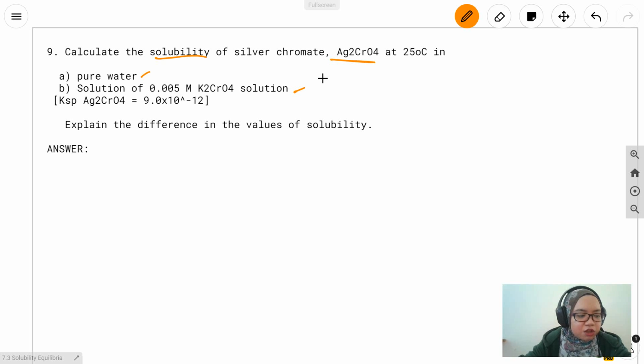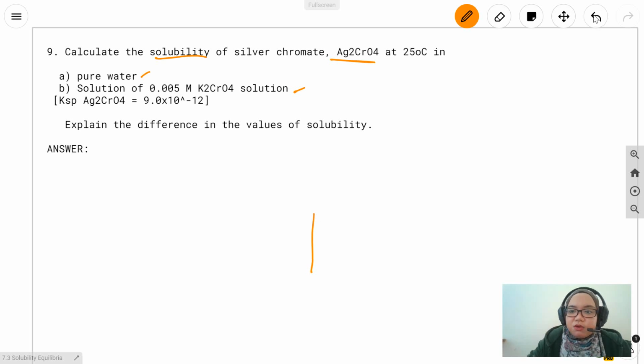So dekat sini solubility yang kita nak cari adalah in terms of molar solubility. Sebab apa? Dia tak spesifikkan solubility in gram per liter. Dia tak cakap apa-apa, so kita assume solubility in mole per liter. In molar solubility. So, apa first step kita nak buat kalau soalan macam ni keluar? Kalau soalan common ion effect ni nak cari solubility of silver chromate, kita buat dalam ICE table. Maksudnya kita kena let X equals to molar solubility.